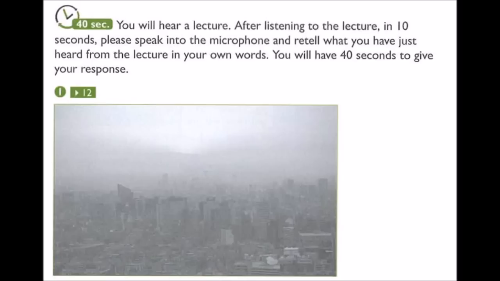Test 1. Retell lecture. Page 21. 1. In today's lecture, I'm going to talk about changes in air pollution since the middle of the last century and what has created these changes.